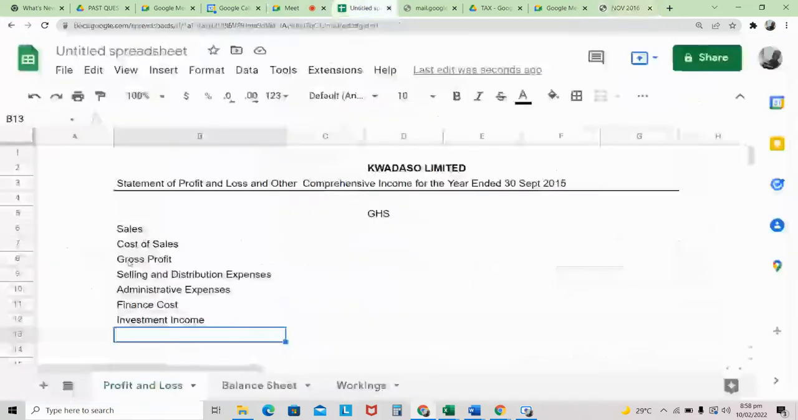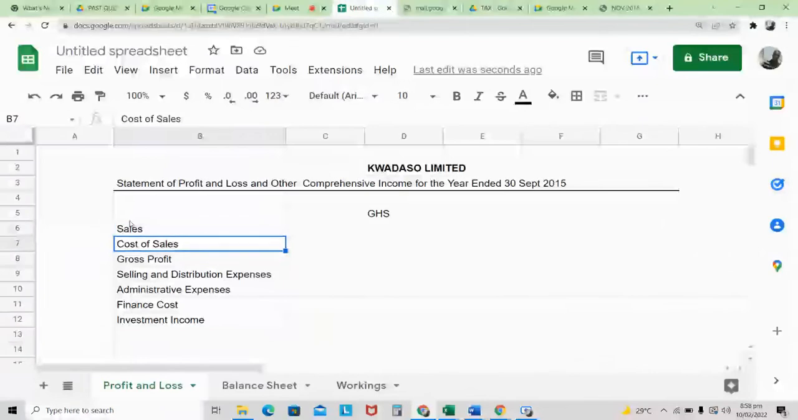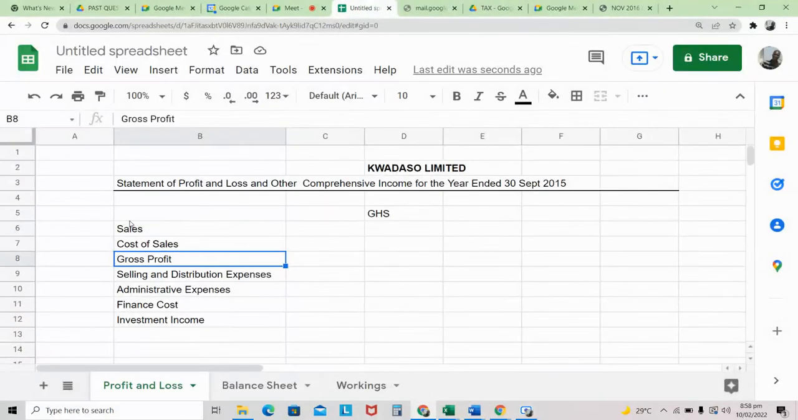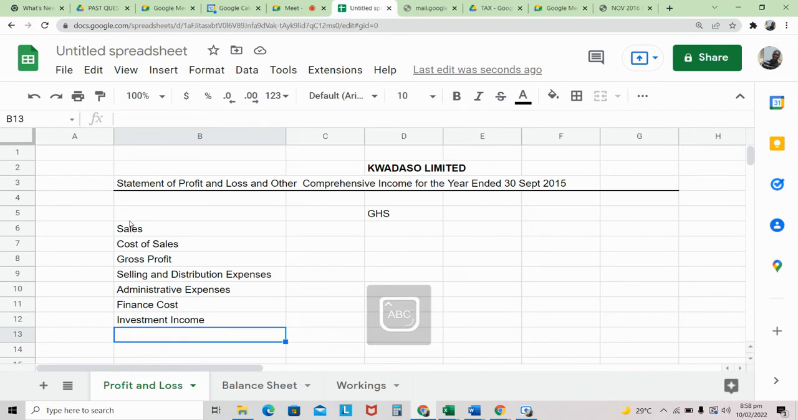Okay, so we have our sales, cost of sales, gross profit, selling and distribution expenses, administrative expenses, finance costs, investment income. Then we also have tax, right? Income tax.